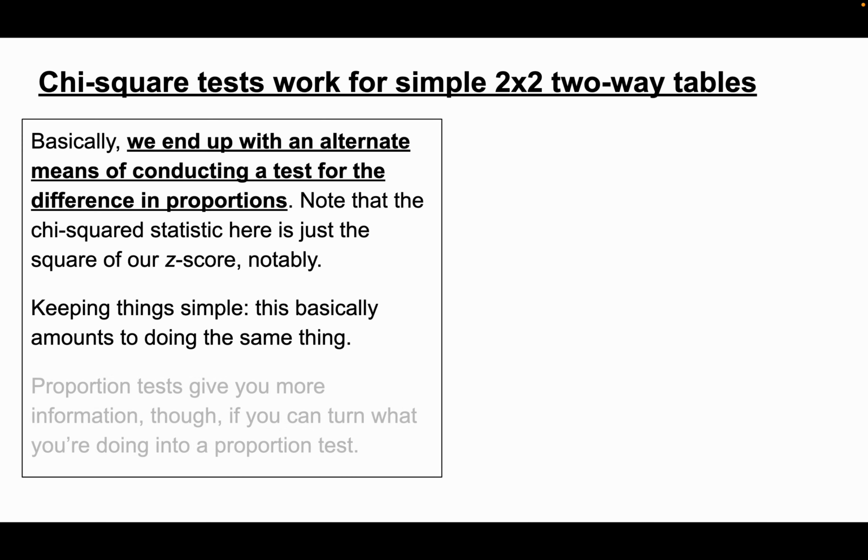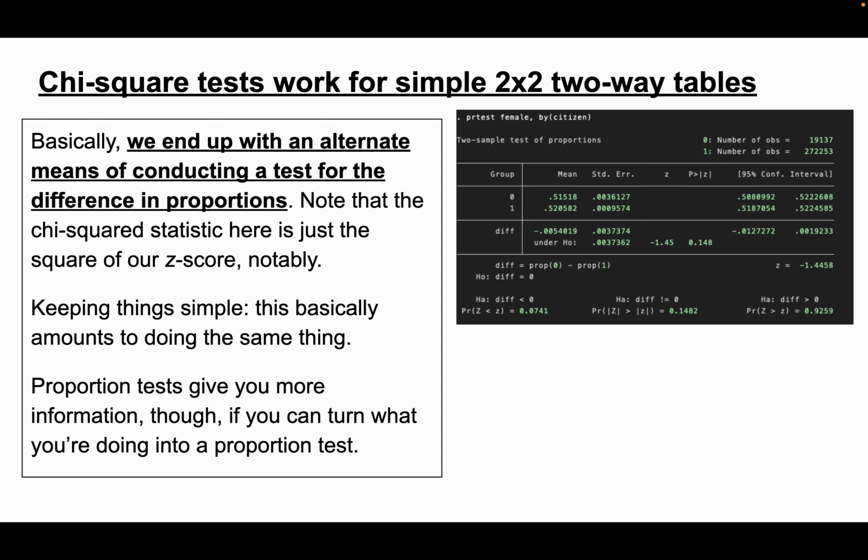Basically, this just amounts to doing the same thing. A proportion test gives you more information, though, so you may want to do that if you can turn what you're doing into a proportion test. Here I just picked an example from the CPS. I tested whether or not people were more likely to be men or women based on whether they were citizens or not. It turns out that the gender distribution conditional on someone being a citizen or not doesn't differ.